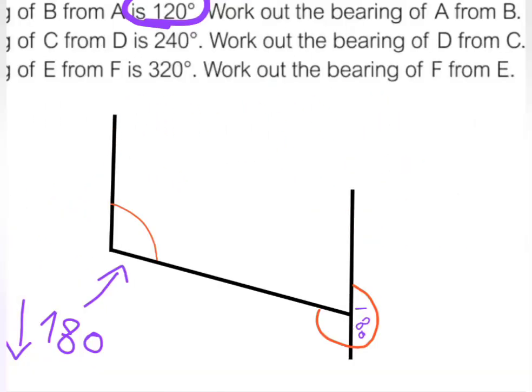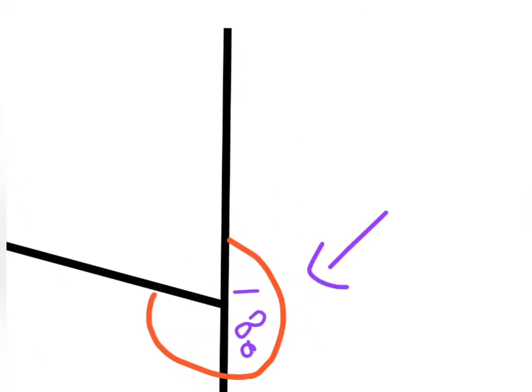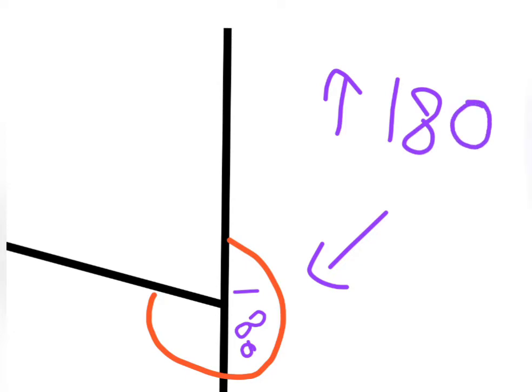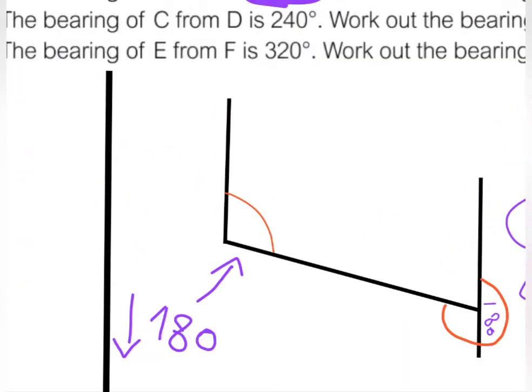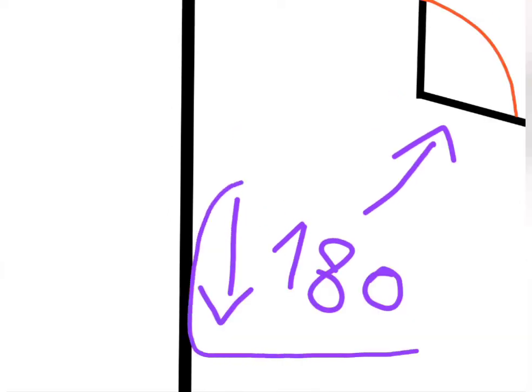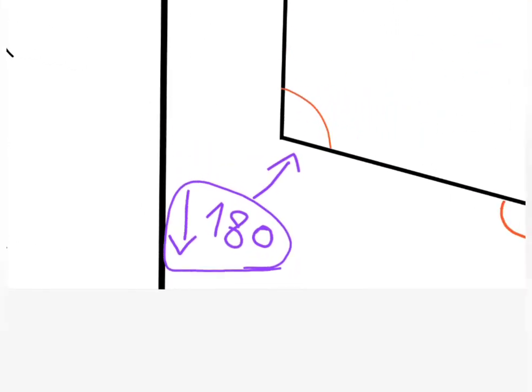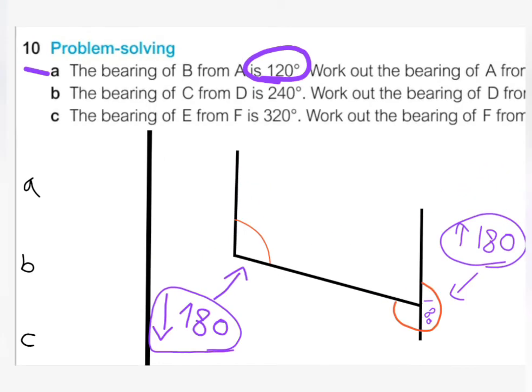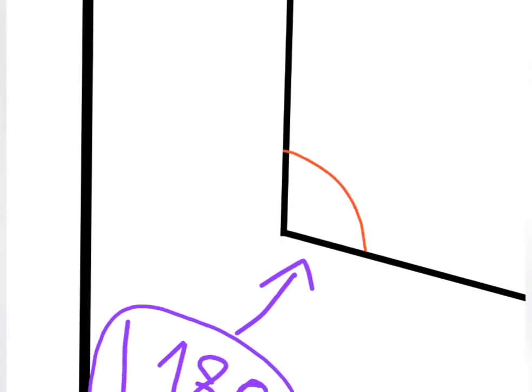And any angles bigger than 180 should be here. This is the rule of bearings. Now each 2 points have two bearings. One of them is smaller, one of them is bigger than 180. Now this one is 120, so 120 will be here.